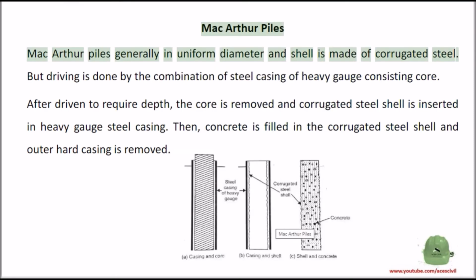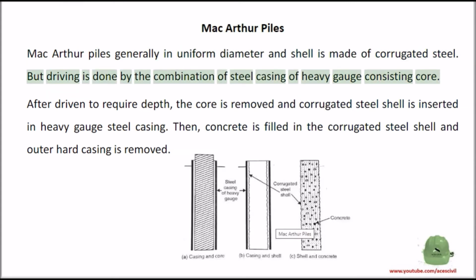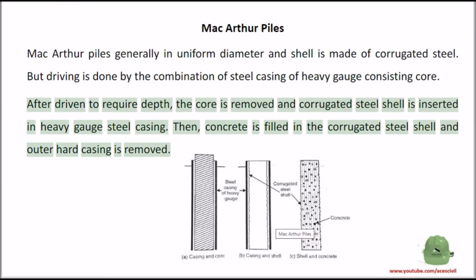MacArthur piles. MacArthur piles are generally of uniform diameter and the shell is made of corrugated steel. But driving is done by a combination of steel casing of heavy gauge containing a core. After being driven to the required depth, the core is removed and a corrugated steel shell is inserted in the heavy gauge steel casing. Then, concrete is filled in the corrugated steel shell and the outer hard casing is removed.